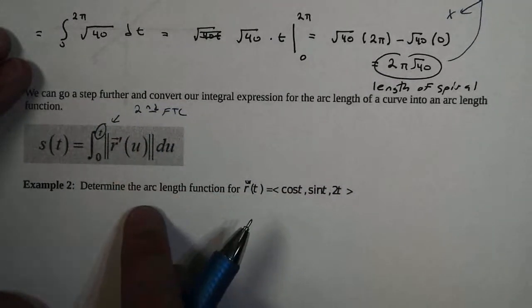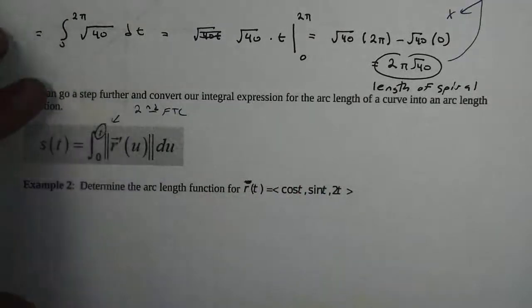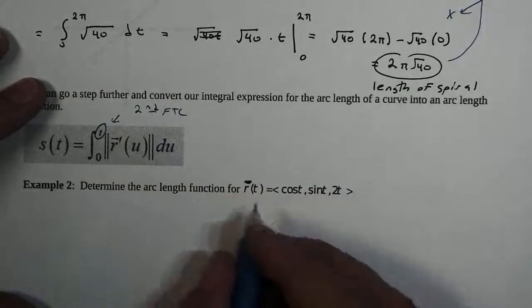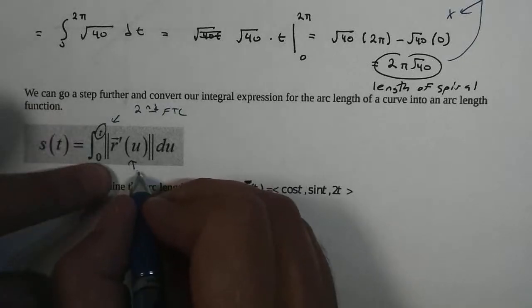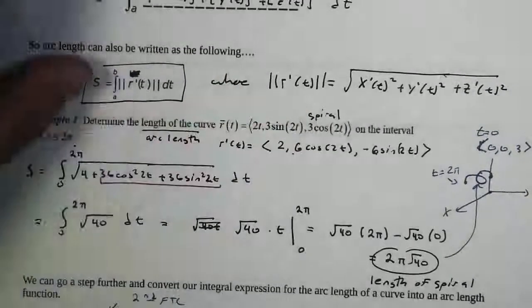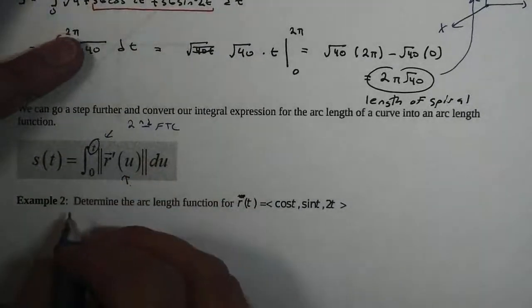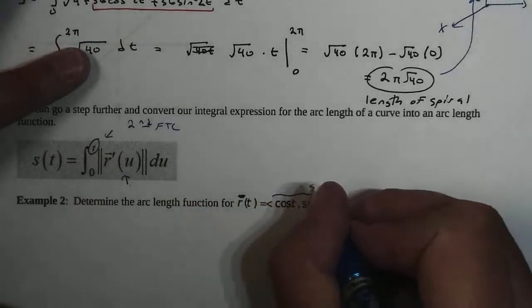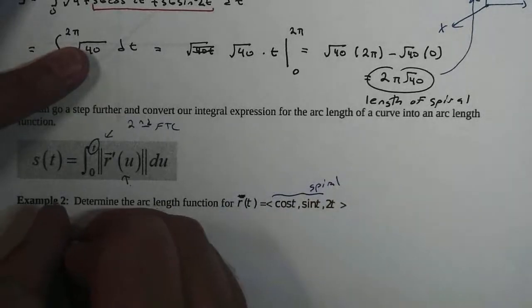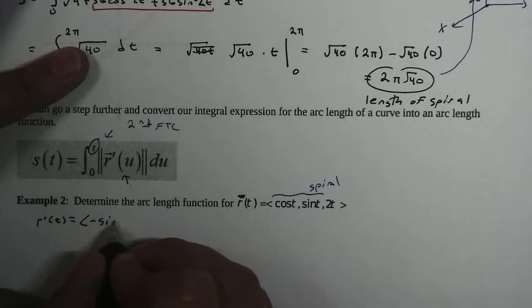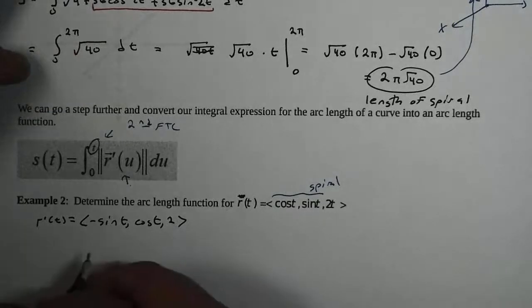So if I wanted to determine the arc length function for this equation right here, I can use my little rule. Now remember, this is our magnitude, that's our little formula up here. So to determine the arc length, again, this is a spiral, I would need r prime of t, which is not too bad: negative sine t, cosine t, 2. There's r prime of t.